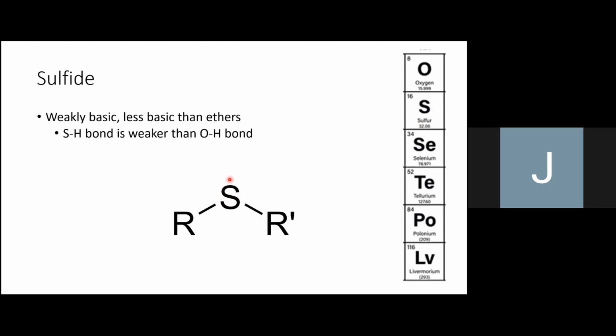It's because a base, if you think about it, is going to want to form a bond with an oxygen, sorry, not an oxygen, a hydrogen. It's going to want to form a bond to a hydrogen and create a very stable product. And because that SH bond is going to be much weaker than an OH, sulfides are going to be less basic than ethers. That SH bond is going to be less favorable to form.